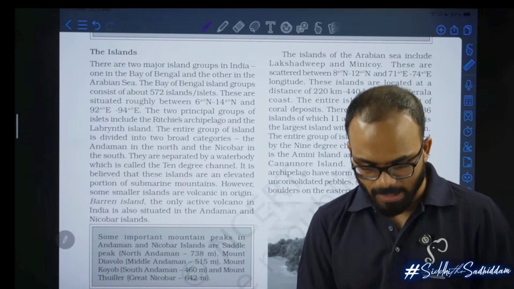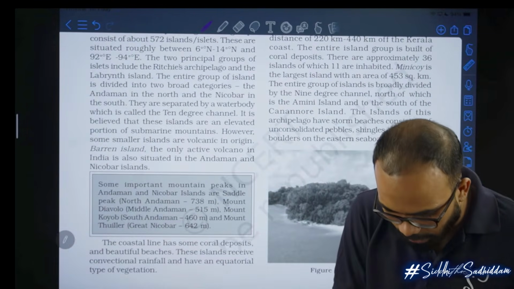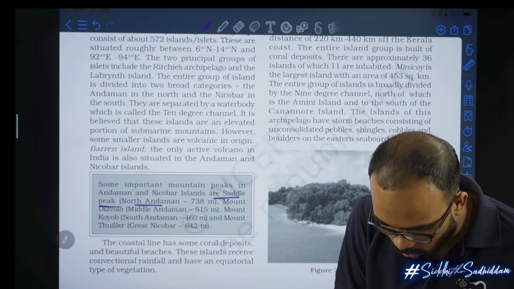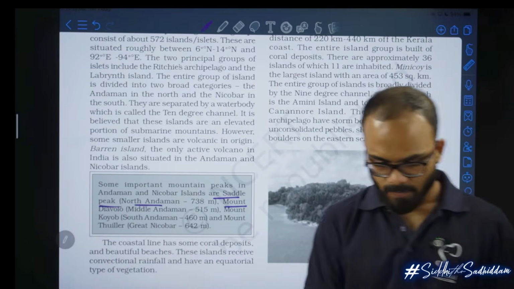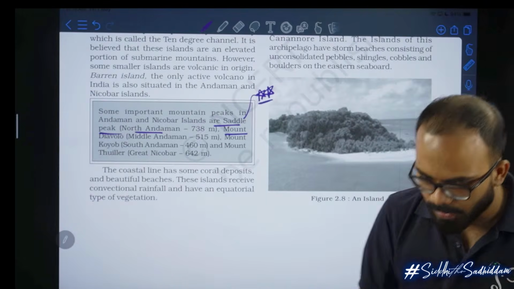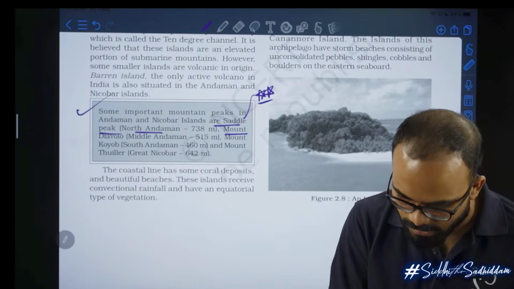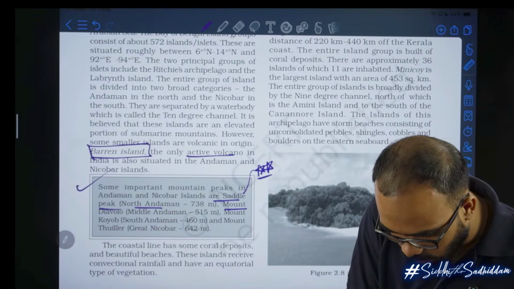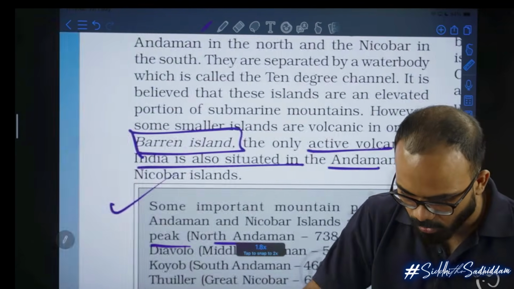Then it is about island groups, right? In island groups, Saddle Peak is in North Andaman. Saddle Peak is in North Andaman. This is important. The rest, this box you can see. And Barren Island, the only active volcano in India. This is a possible question.